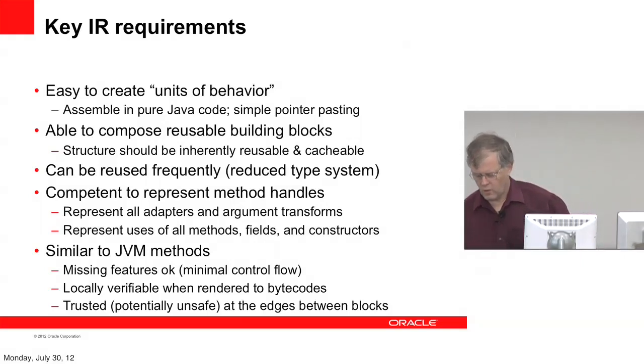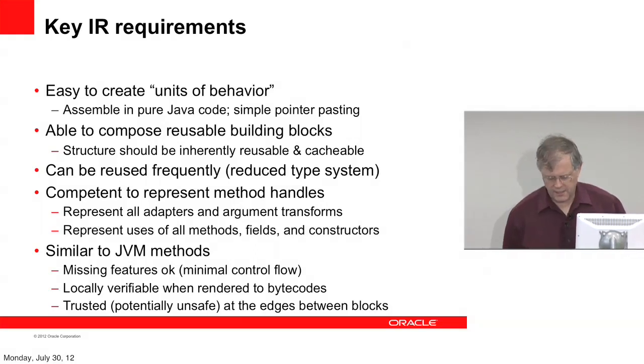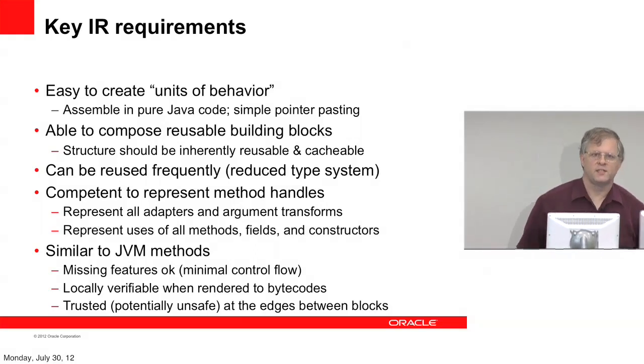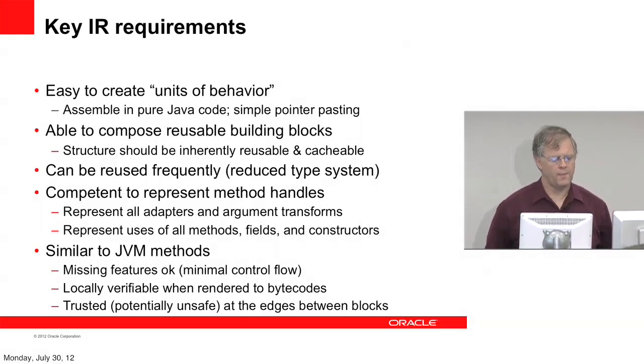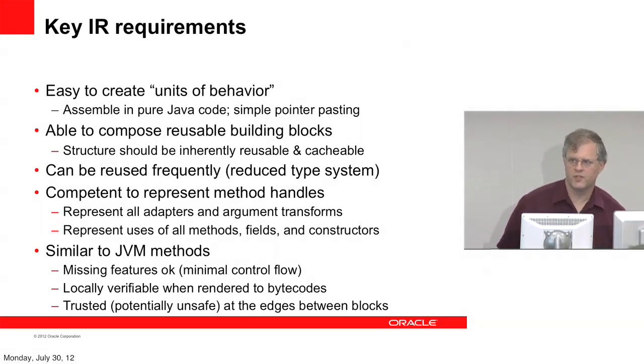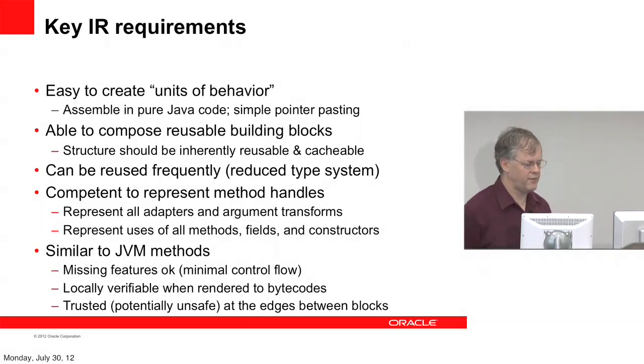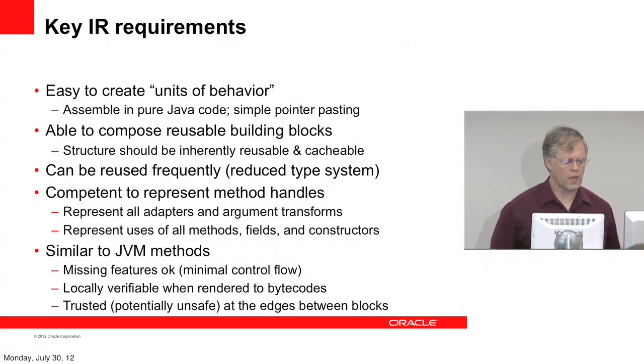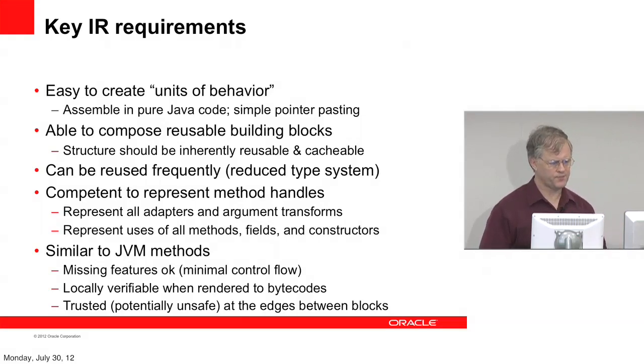So what does it look like? Well, it's, as I said, similar to Java methods. That means it has arguments and return value. It's not a full emulation of Java methods. That would be kind of redundant. But it is verifiable, and you can render it to bytecodes.